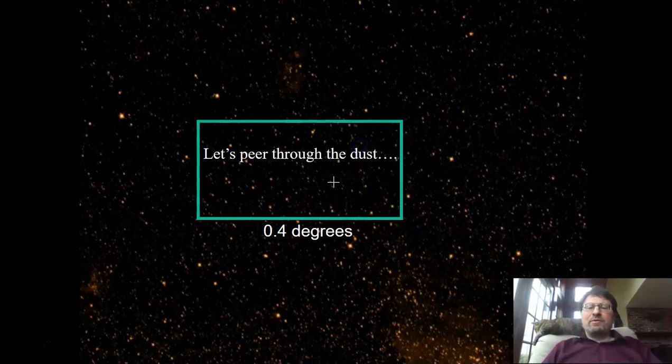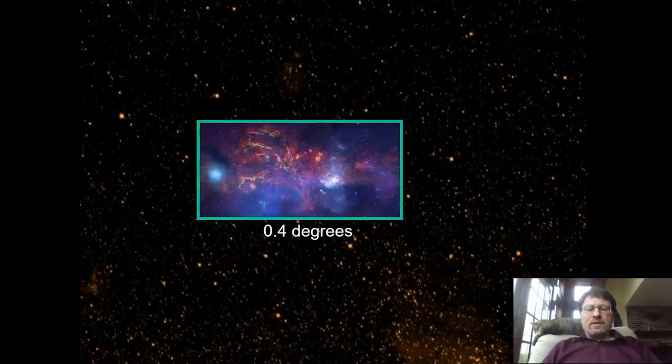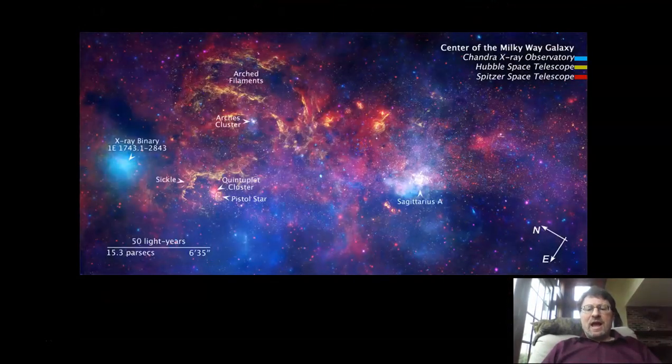But this time, we're going to peer through that dust by looking in wavelengths of light that are able to penetrate it. And so this is what we see. This is a composite image taken by three different space telescopes. The Chandra X-ray telescope shows us the blues in this image. The Hubble Space Telescope is here imaging in the near infrared, and there the colors have been shown as yellow. And the Spitzer Space Telescope, an infrared observatory, has its image shown in red. Those three separate images are superposed on top of one another to make this composite image.